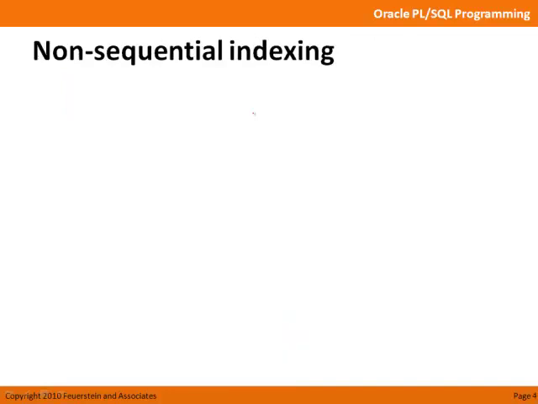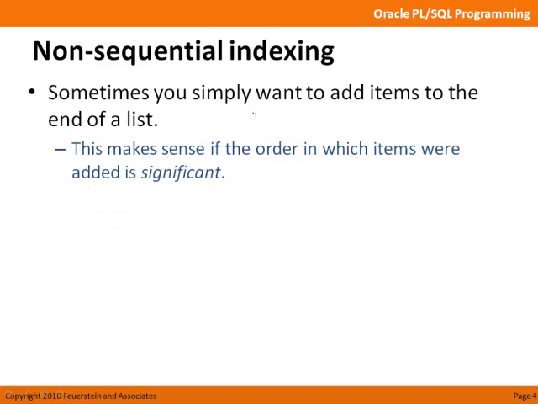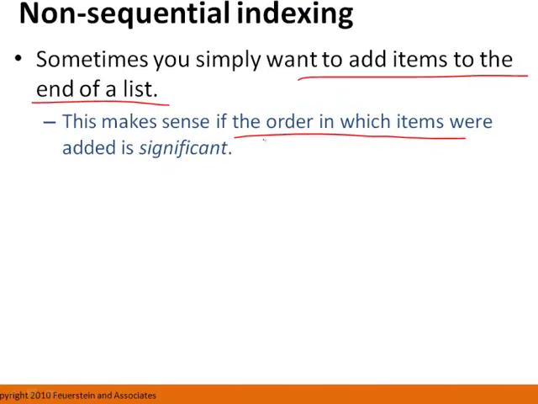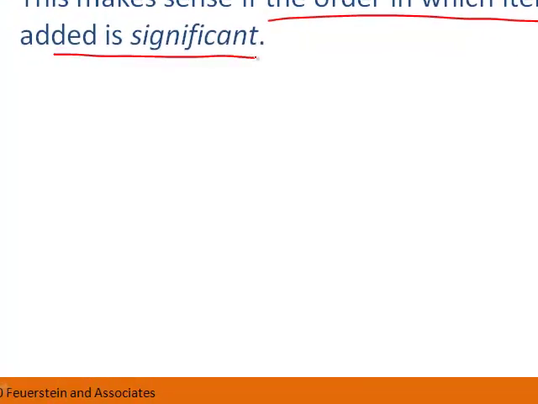Let's take a look at non-sequential indexing and why you might want to use it. Certainly sometimes you simply want to add items to the end of your list. In other words, add them sequentially and consecutively. And this makes sense certainly if the order in which items were added is significant. I need to know that the third item chosen is ABC. So I can go to location 3, get ABC, and that tells me that that was the third thing chosen.